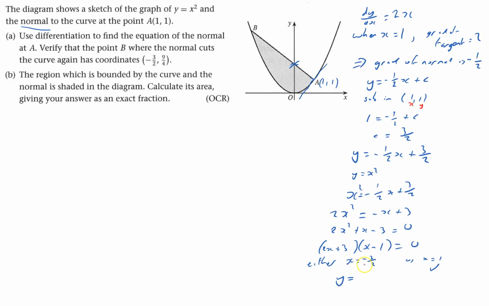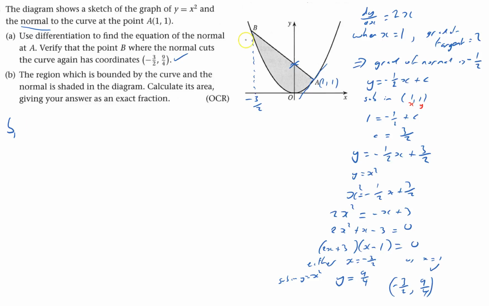That means y will be, putting it into y equals x squared, 9 over 4. And so our point is (minus 3 over 2, 9 over 4). That has been verified. The good thing is now I know that point there has x coordinate minus 3 over 2, so I can find this region.